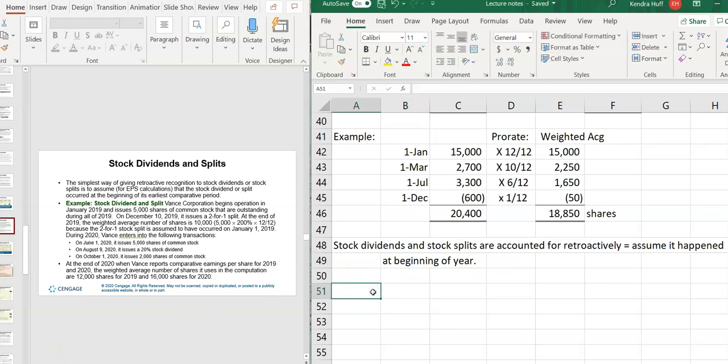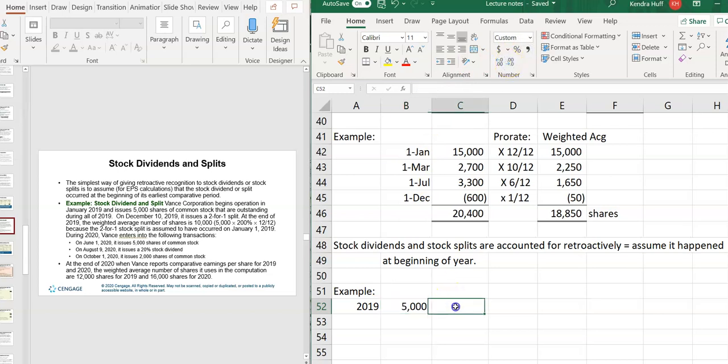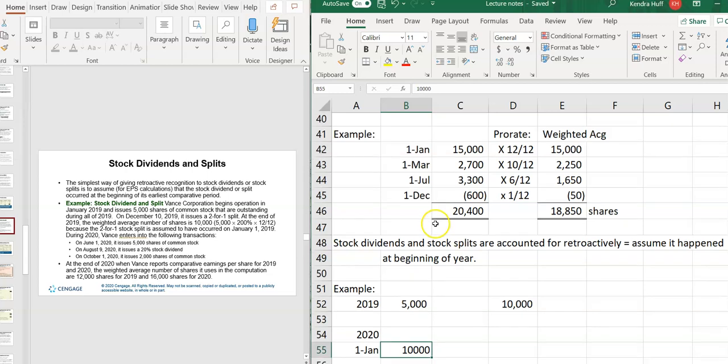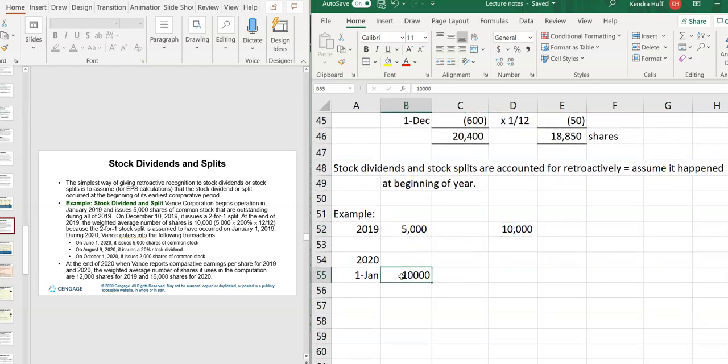Okay, so an example for that. They start for 2019. So in 2019, I think, did we already talk about it? I don't remember. All right, so we had 5,000 shares, and then they had a 2-for-1 stock split. So 10,000 is the weighted average. I'm going to put that over here. Then in 2020, at January 1st, we're going to start off with the 10,000 that we had from here.